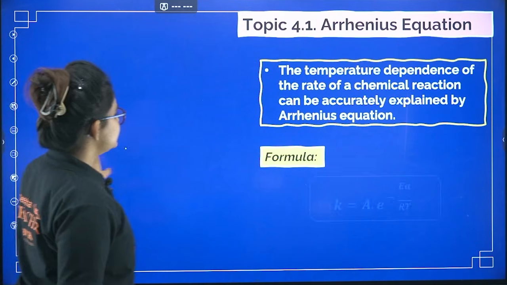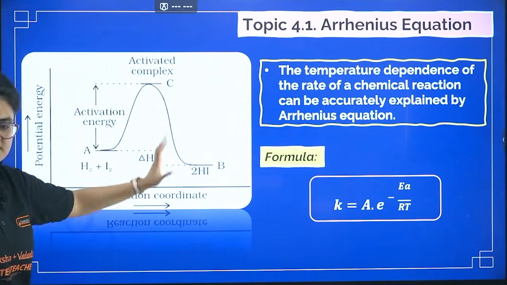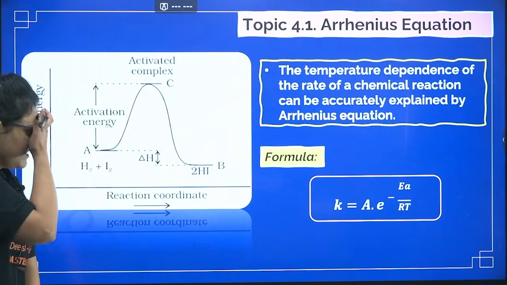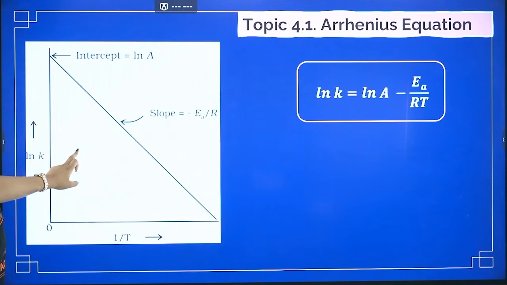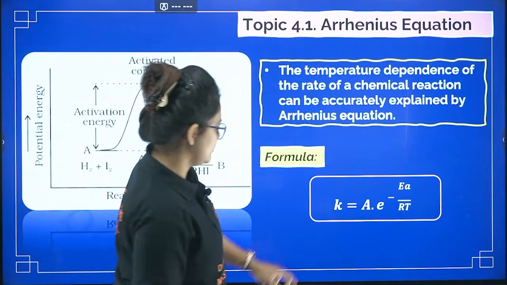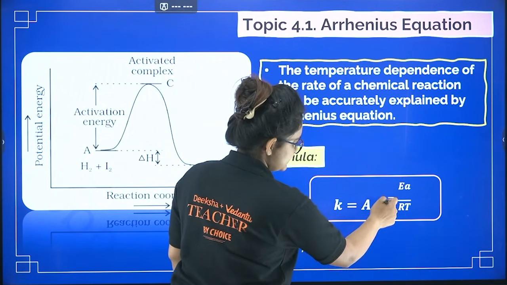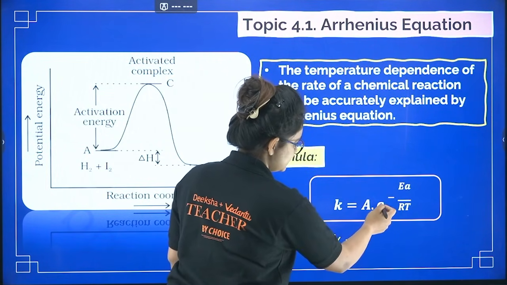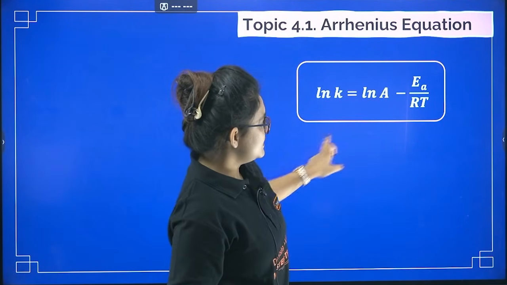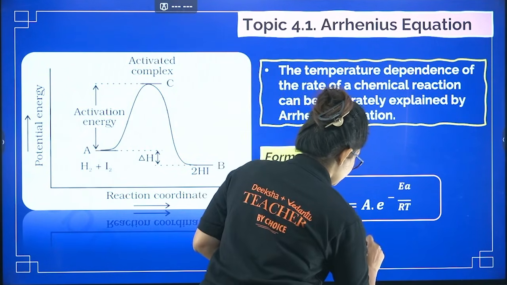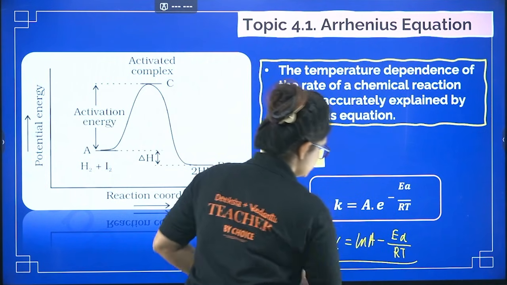So now you can easily understand this curve. This is the activated complex, or the transition state. It is the same thing only. Okay, so let's proceed. Now if you take ln on both sides, this thing is going to change, right? It will not be e anymore, it will be ln k equals ln A minus Ea by RT, and that's going to be your equation.